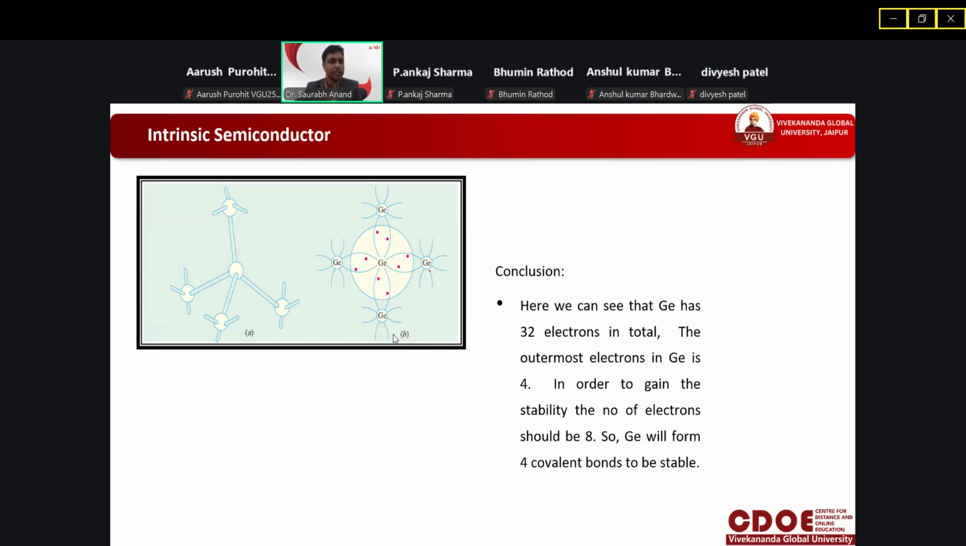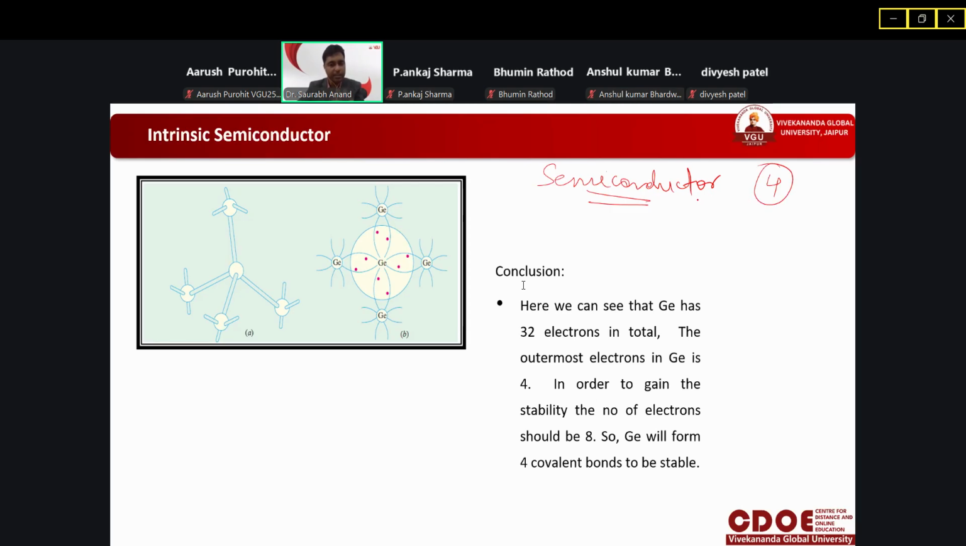Now we come to the types of semiconductor. So first we should know what a semiconductor is. A semiconductor is a material which falls between, which is neither conductor nor insulator, and has four electrons in the outermost shell.